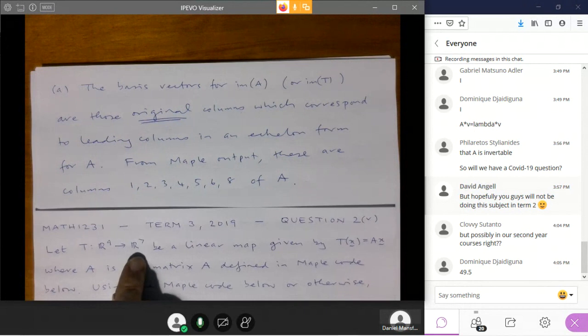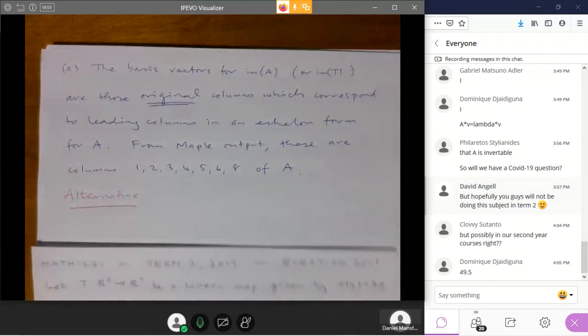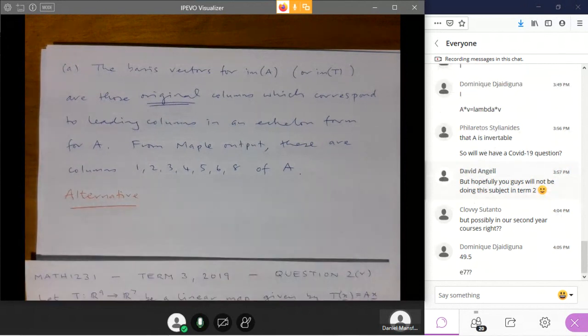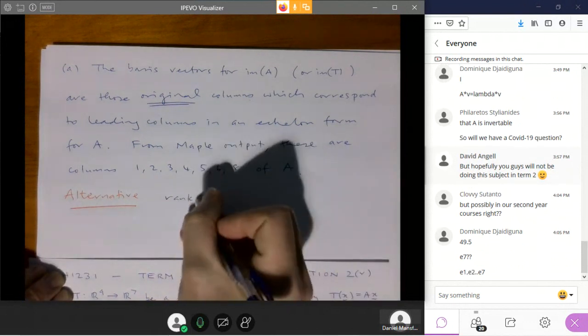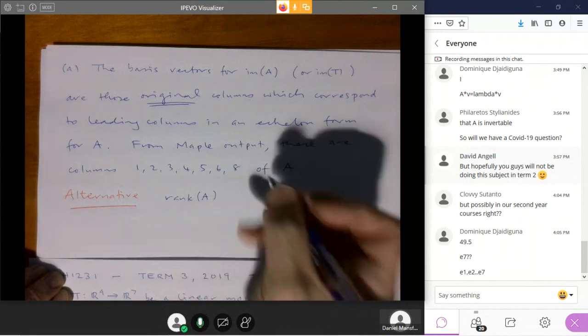Remember, the image is going to be the set of all possible T of V values, or T of X values. So it's going to be in R7. We've found a basis here. E7, I'm not sure, not exactly E7, but I think you're probably saying the right thing. Namely, it's the standard basis vectors. Alternatively, you could say rank of the image, rank of A, E1 to E7, yeah, exactly.